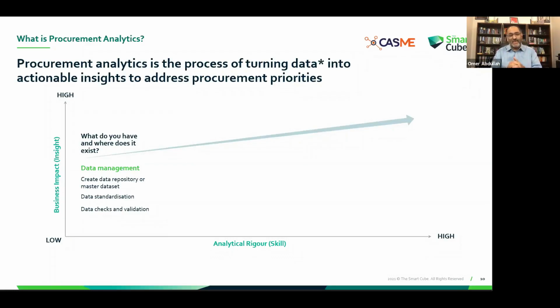It's interesting, and what is that? That's creating a data repository or a master data set, standardizing the data. It's doing the checks and the validation and getting that core spend cube, if you will, together.